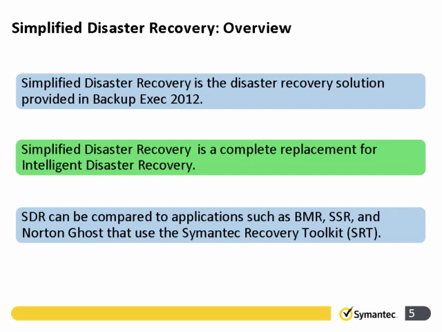Simplified Disaster Recovery can be compared to things such as NetBackup's bare metal restore, or BMR, capability, Symantec System Recovery, which used to be known as Backup Exec System Recovery, and Norton Ghost that uses the Symantec Recovery Toolkit. All of these pieces use the Symantec Recovery Toolkit. They're all different methods of doing a recovery on a server.